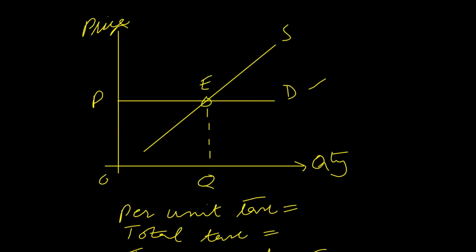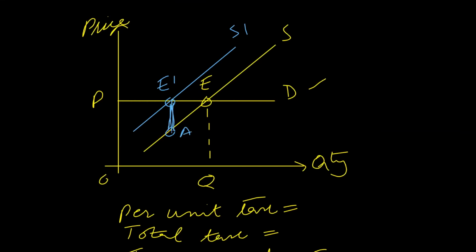Now if government imposes an indirect tax, then supply will shift to the left, and this is the basic principle of demand and supply. So the new supply curve is S1. As a result, equilibrium will move to E1, and now to find out per unit tax, we have to draw a perpendicular from E1 to the initial supply curve. The vertical gap between the two supply curves is basically the per unit tax. So let's say this is point A. So E1 to A is the per unit tax, this much.